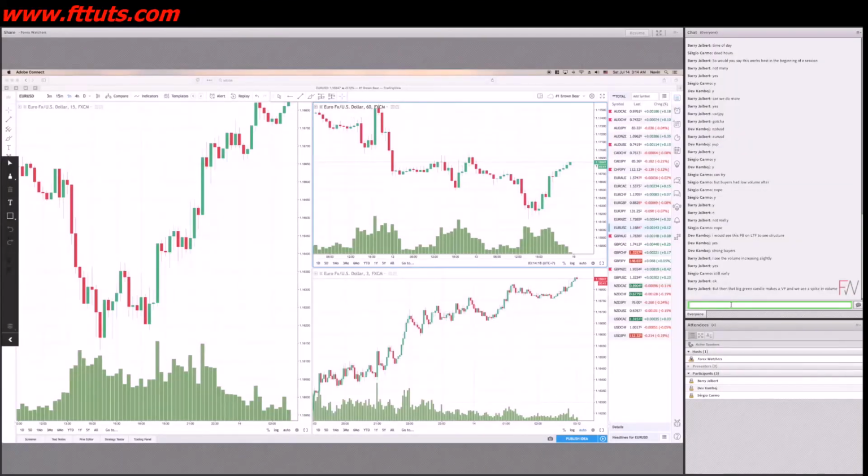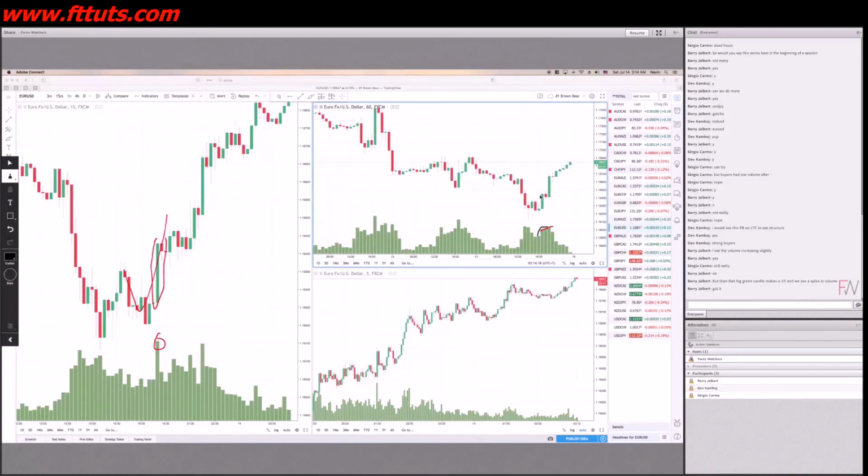Okay. Barry, so the question is, but then that big green candle makes a V formation and we can see a spike in volume. Yeah, over there we do see a spike in volume, but over there we can also see it on our 60. We do have a rise in volume starting to come up. Yeah, exactly.